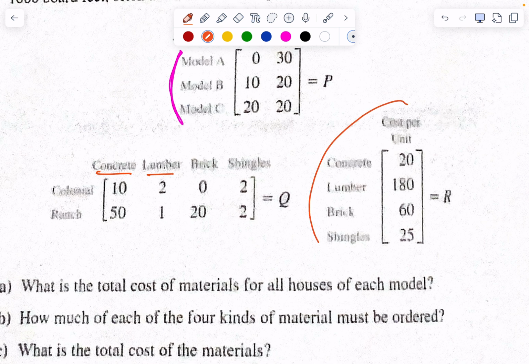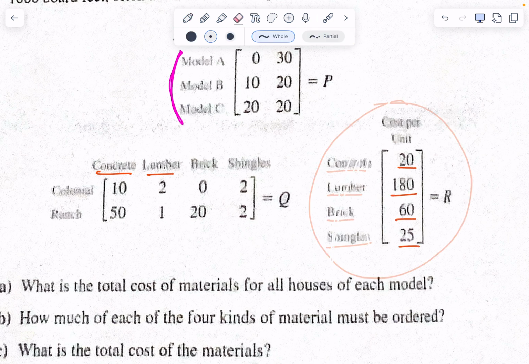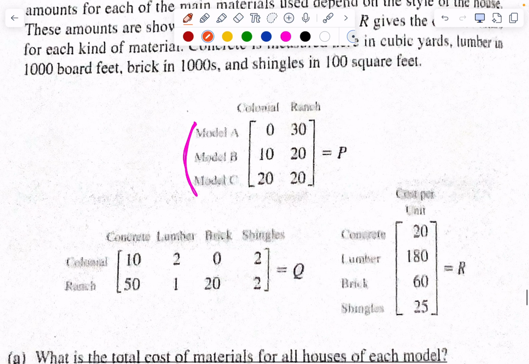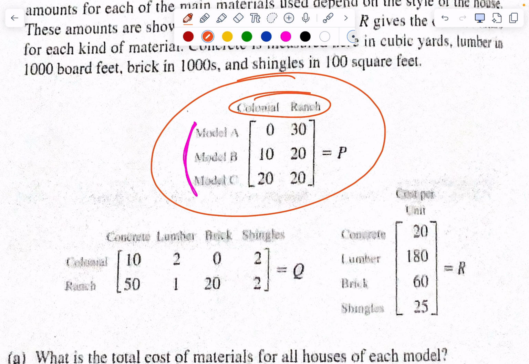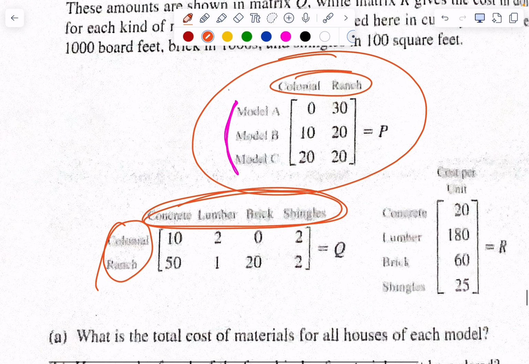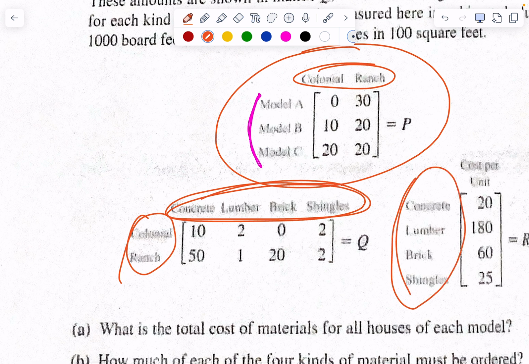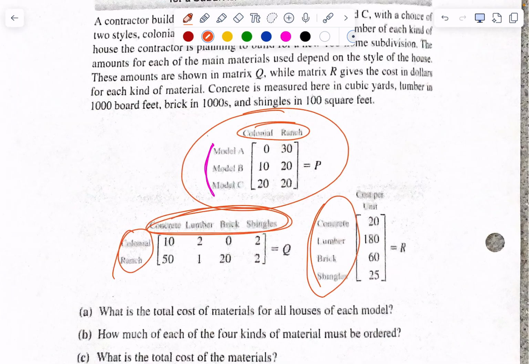And then we've got the price for concrete. So concrete is $20 a unit, lumber is $18 a unit, brick is $60 a unit, shingles are $25 a unit, okay? So I've got all of these things going on, and notice that this matrix's columns are the same as this one's rows, right? Does that make sense? So that's why, when we multiply them together, the rows and columns end up multiplying by each other. Yeah? Okay, all right, cost in dollars.